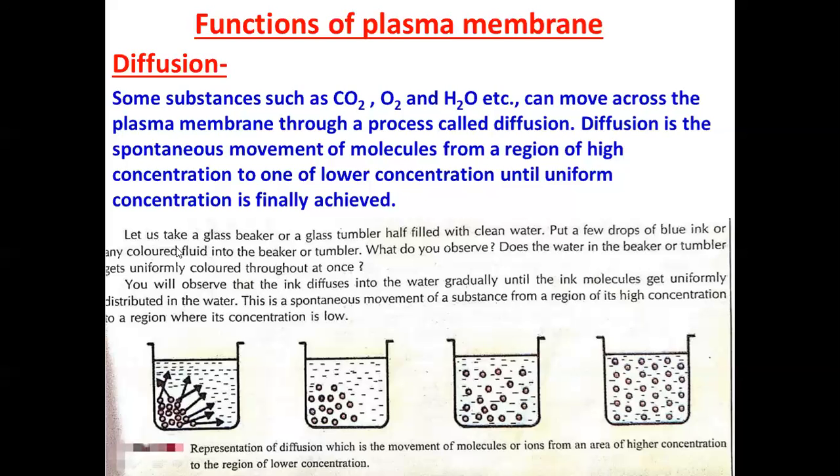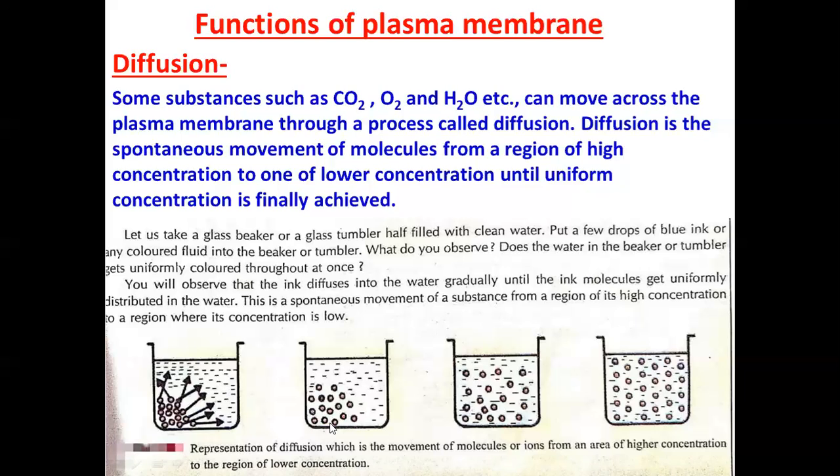What we have to do in this activity, we are going to take a glass beaker or a glass tumbler half filled with clean water. Put a few drops of blue ink or any colored fluid into the beaker or tumbler. What do you observe? Does the water in the beaker or tumbler get uniformly colored throughout at once? You will observe that the ink diffuses into the water gradually until the ink molecules get uniformly distributed in the water. This is a spontaneous movement of a substance from a region of its high concentration to a region where its concentration is low. You can see this thing with the help of this diagram.